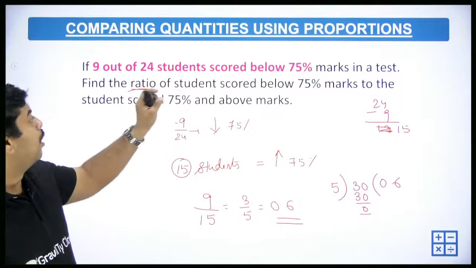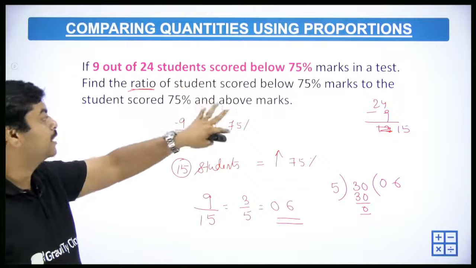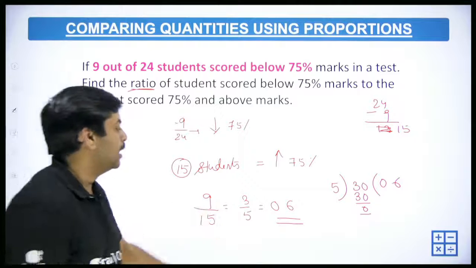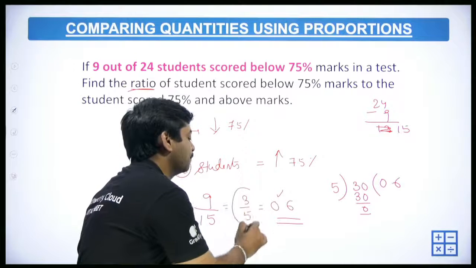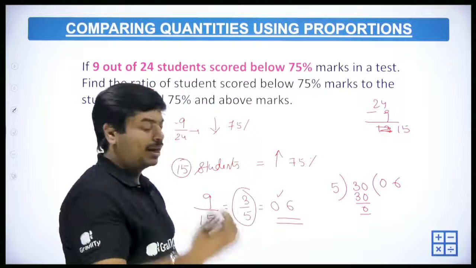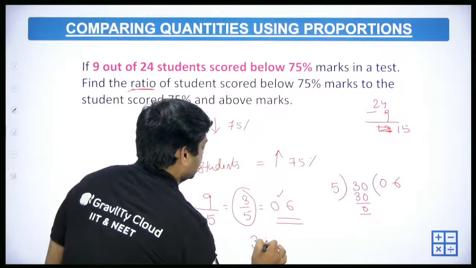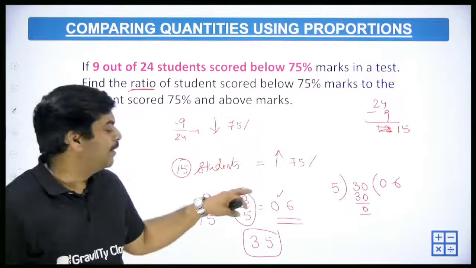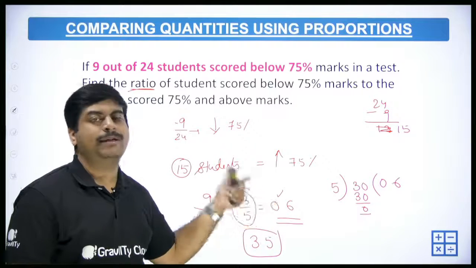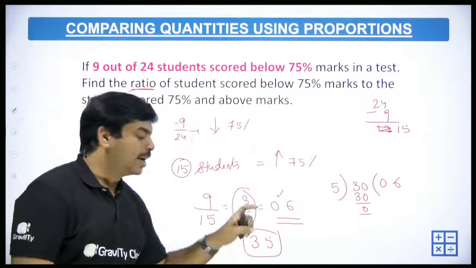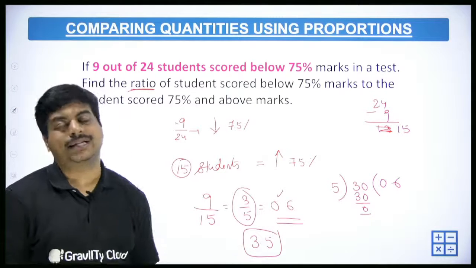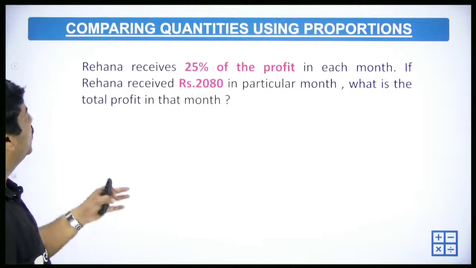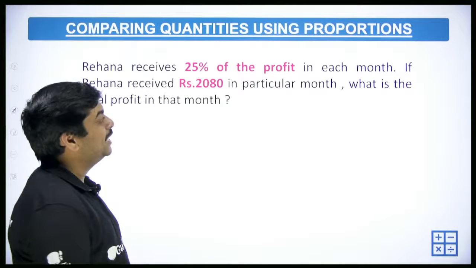So the ratio of students who scored below 75% to students who scored above 75% is 0.6, or 3 by 5. As it is asked as a ratio, the final answer you can write is 3:5. This is the same value represented in fraction and decimal, but as it is asked in ratio, just write it as 3:5. All three answers are correct. Okay, moving forward to the next question: Rehana receives 25% of the profit in each month.